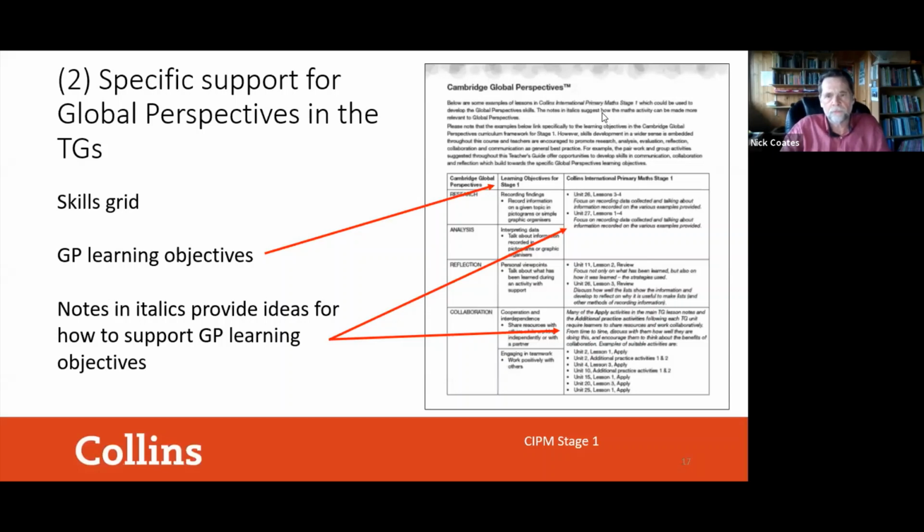This is for the new editions. It takes a form of a grid, as you can see on the right-hand side of the screen now. Always takes the same format. So on the left, you've got the Cambridge Global Perspectives, whichever of the 6 skills we're focused on. The middle column gives the learning objectives for that particular stage. So we've got recording findings, and then we've got the specific objective for stage 1, recording findings, which is record information on a given topic in pictograms or simple graphic organizers, etc.